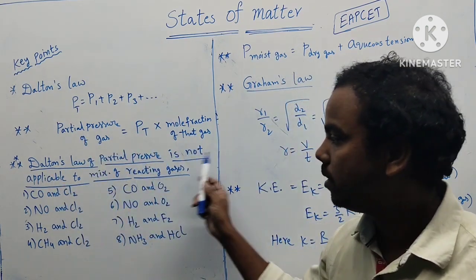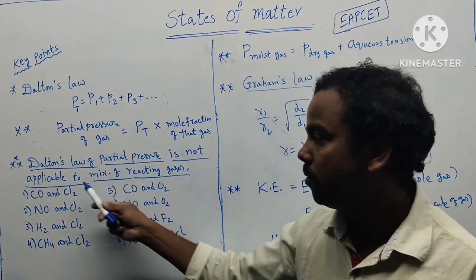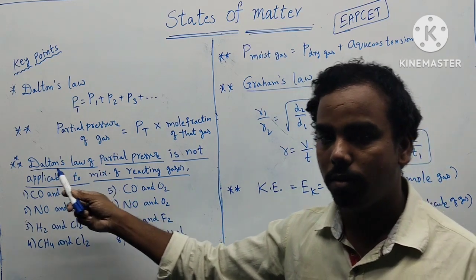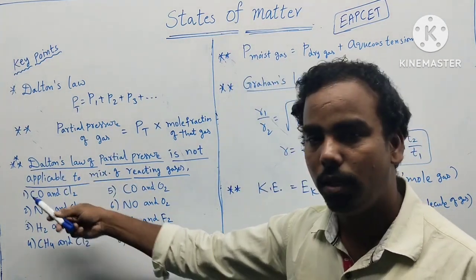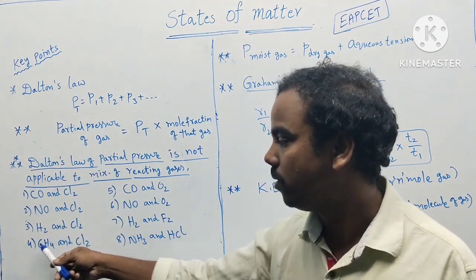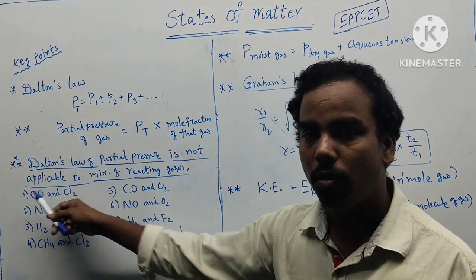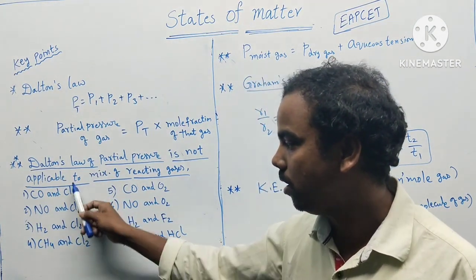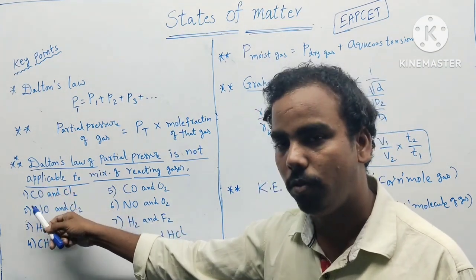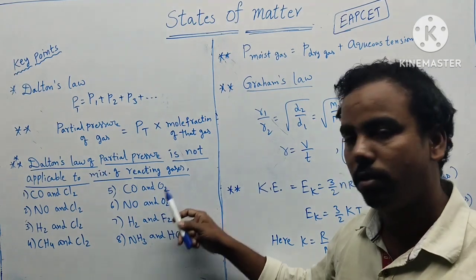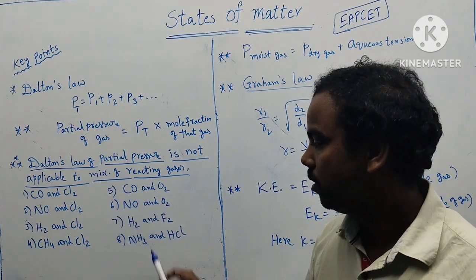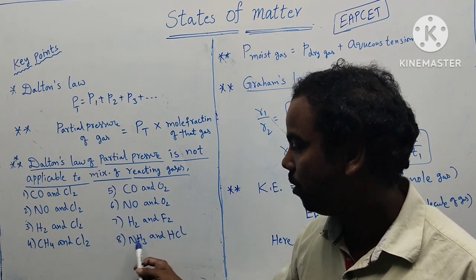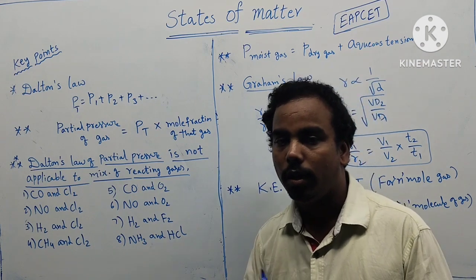Next, Dalton's law of partial pressure is not applicable to a mixture of reacting gases. One question asked: which of the following is not applicable for Dalton's law of partial pressure? Examples: CO and Cl2, NO and Cl2, H2 and Cl2, CH4 and Cl2. Shortcut: all are chlorines. Here different gases: CO, NO, H2, CH4. Also CO and O2, NO and O2, H2 and F2, H2 and Cl2. Next, HCl and ammonia. Ammonia and HCl also do not react under normal conditions.